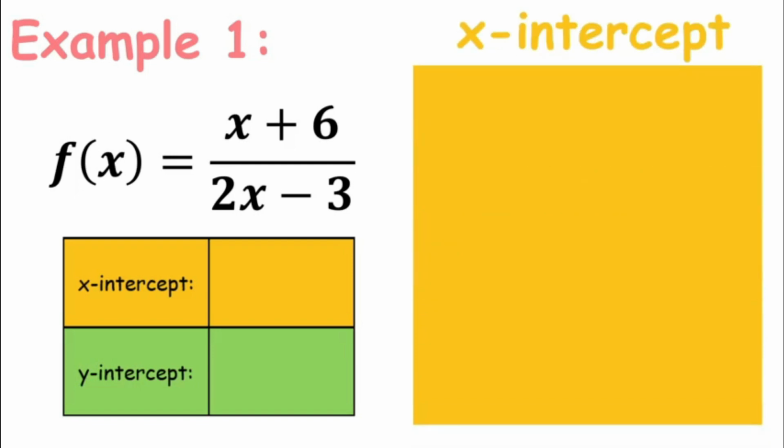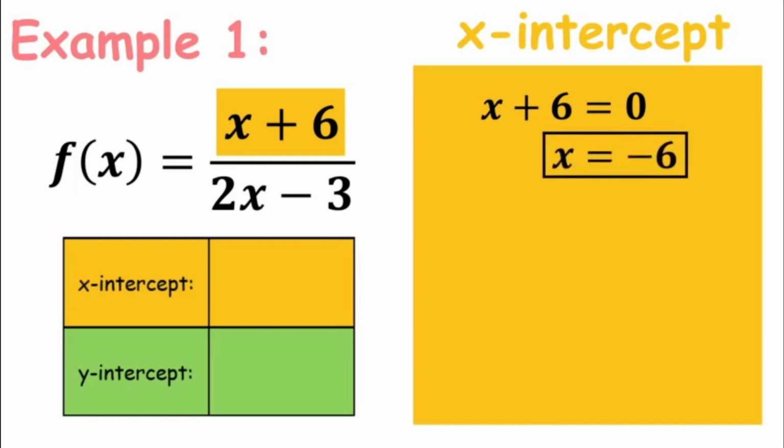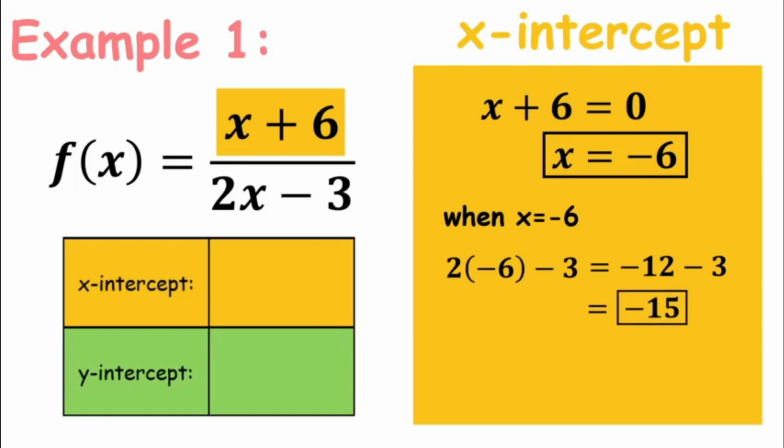Example 1. To solve for the x-intercept, the first thing to do is to equate the numerator to 0, then solve for x. X plus 6 is equal to 0. Transpose positive 6, we have x is equal to negative 6. At this point, we are not yet sure if negative 6 is the x-intercept of the rational function. So we need to substitute x is equal to negative 6 into the denominator. When x is equal to negative 6, 2 times negative 6 minus 3 is equal to negative 12 minus 3, which gives us negative 15. Since negative 15 is a non-zero number, we can say that x is equal to negative 6 is the x-intercept of the function. So the x-intercept of the function is negative 6, 0.